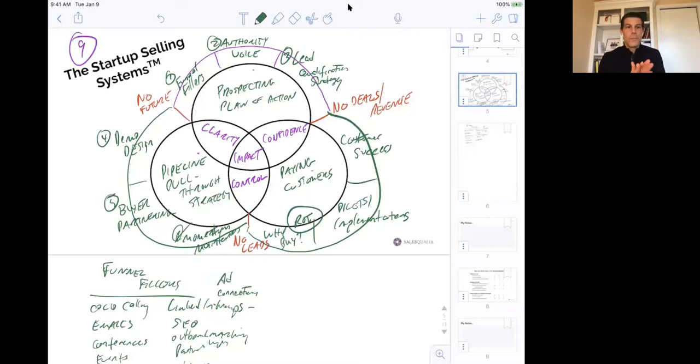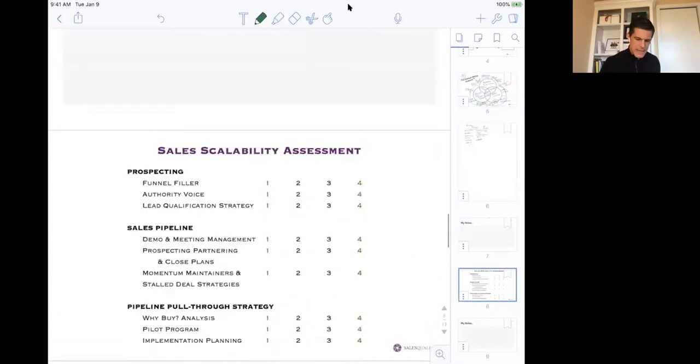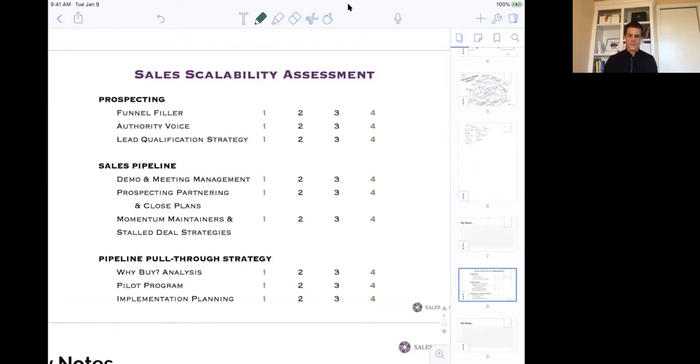You guys with me so far? Because we're about to enter Act 3. I said 3 acts. 3 acts. Act 1 was, why are you here? Why is this important? Act 2 was the 2 models, idea to impact and the startup selling systems. Now Act 3 is going down to the sales scalability assessment. Are you guys ready to do this for your company? Are we good to go? Now, at very high speed, says Daniel. Who wants me to fast forward?